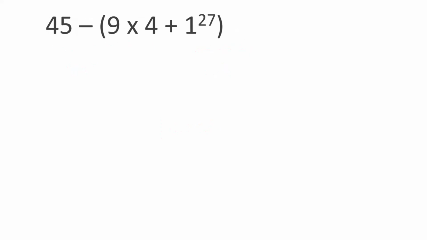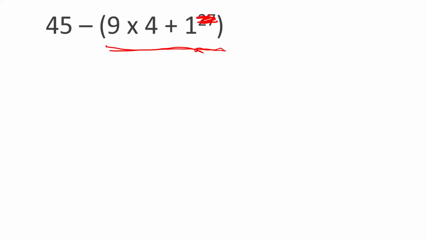45 minus, now, I'm not even going to worry about that at the moment. I'm just going to be worrying about my brackets, because remember, that's what we do first. 1 to the power of 27. Goodness me, that's a lot of 1s being multiplied together. But 1 times 1 times 1 times 1 times 1 times 1 times 1, if you do that 27 times, the answer is still going to be 1. So that we can just ignore to the power of 27.